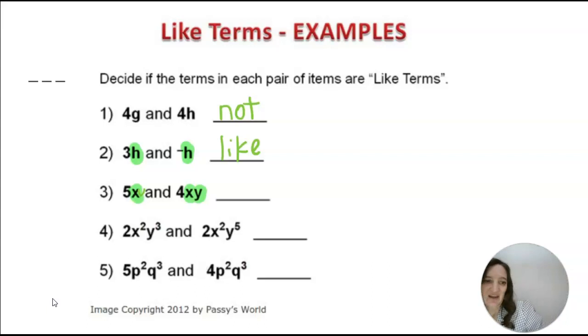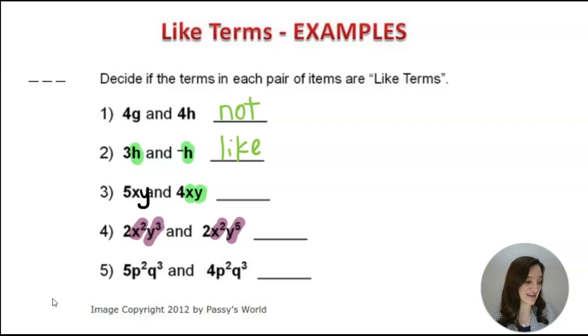Okay, so 5x and 5xy are not the same. If we wanted to make them the same, it would have to be 5xy and 4xy. Okay, let's look at this next one. We've got x squared, y to the third power, y cubed, right? X squared, y to the fifth power. Ah, we were so close to being like terms, but this right here gave it away. Y to the fifth is not the same as y cubed, is it?